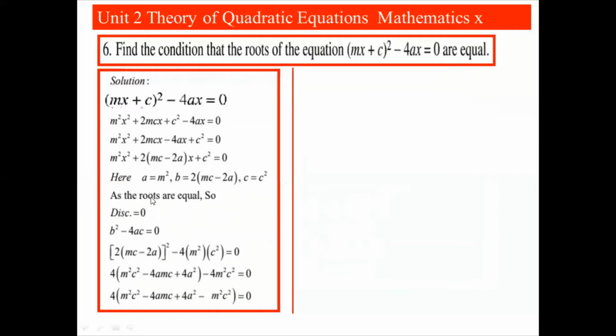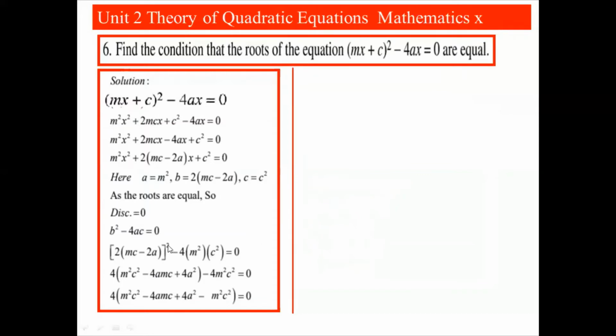As it is given that the roots of the quadratic equation are equal, the discriminant is equal to 0, and the discriminant is b square minus 4ac. So b square minus 4ac is equal to 0. Now we have to replace the values of a, b and c. After replacing the values, we have this form of equation.